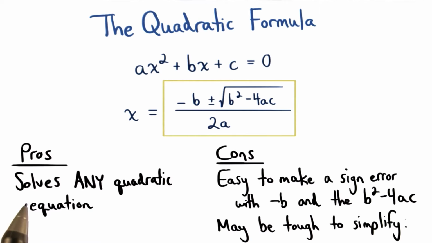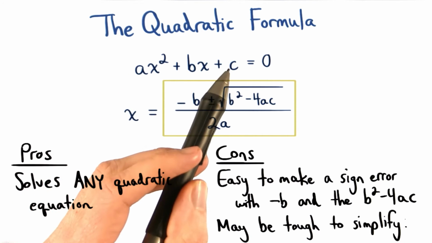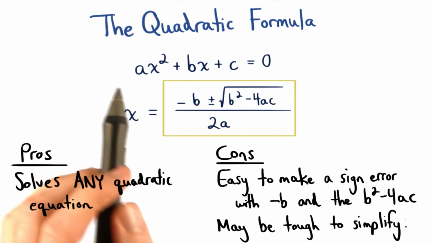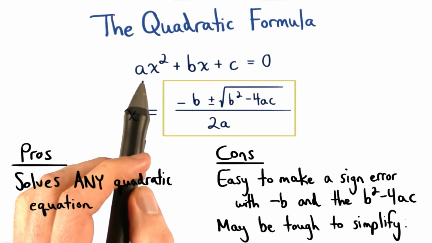Well, the pro is that it can solve any quadratic equation, so long as we have the a, b, and c, and the left-hand side is set equal to 0. We could also have the equation in reverse. The left-hand side could be 0, and the right-hand side could be this.